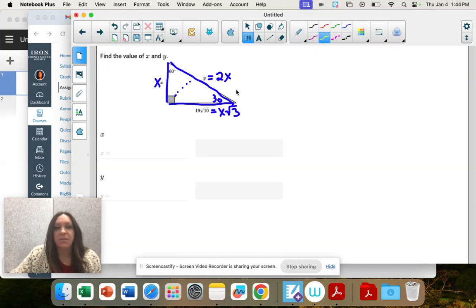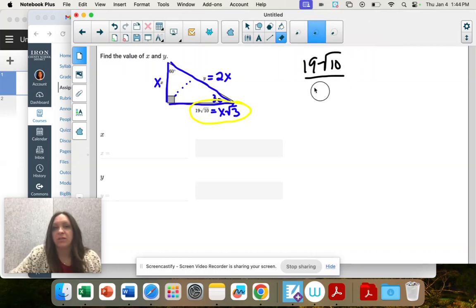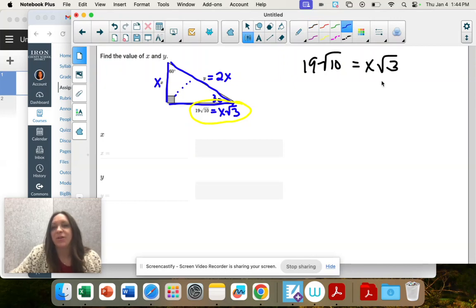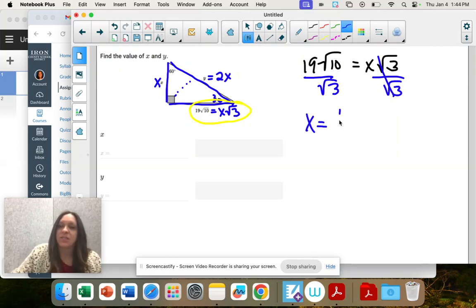So what I did is I made some equations here. If we use this equation, we can solve for x. Oops, I wrote the answer. I'm thinking ahead. So to get x by itself, what do we do? We divide both sides by the square root of 3. So x equals 19 square root of 10 over square root of 3.